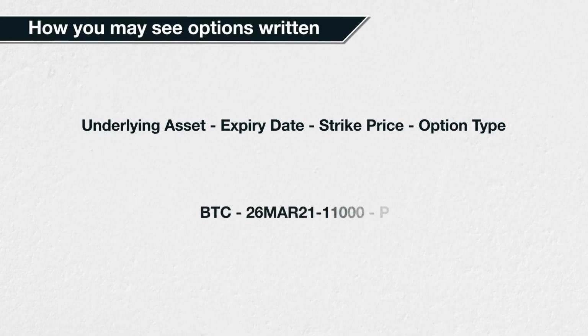If you see an option written as BTC-26MAR21-11,000-P, this means the underlying asset is Bitcoin, BTC, the expiry date is the 26th of March 2021, the strike price is $11,000, and the option type is a put. The buyer of this put option is purchasing the right to sell Bitcoin at a price of $11,000 on the 26th of March 2021. The final of the 5 parameters, the option price, will be displayed in the option chain and in the order book for each option. More on this later.